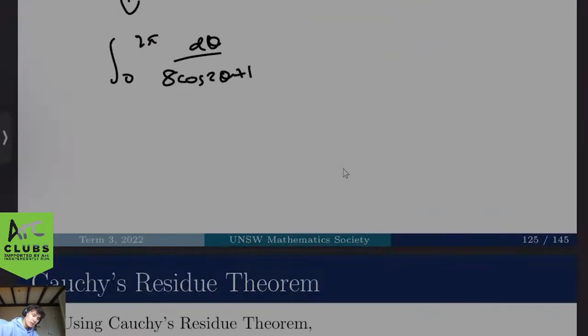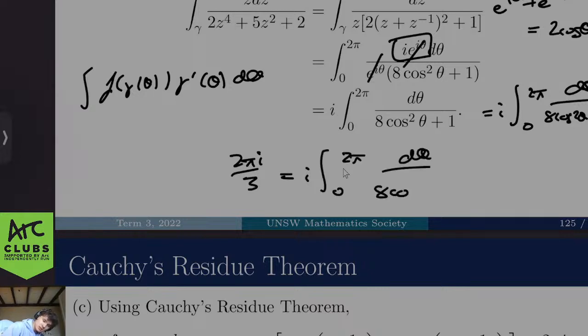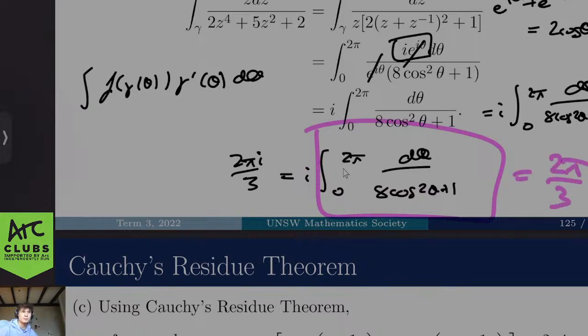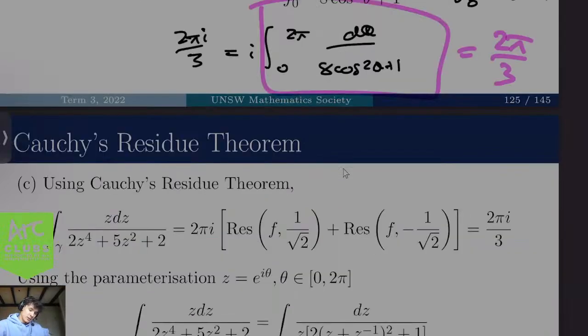And so, considering that they're the same value, we can say that 2 pi i on 3, because we used Cauchy's residue theorem there, equals this. So for the actual integral that we're looking to find, cancel the i out, and we get that it equals 2 pi on 3. Alright, so that's not too bad so far.